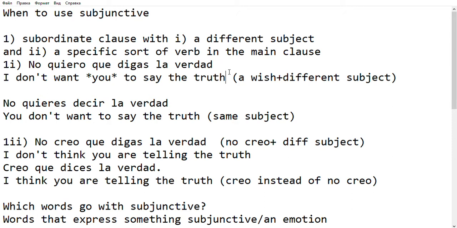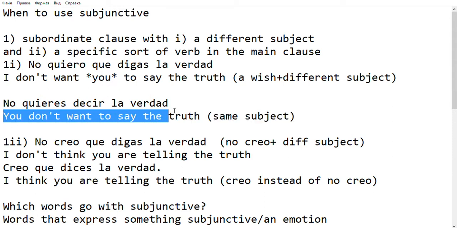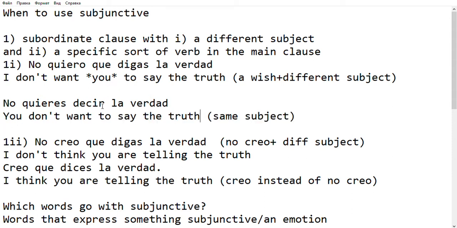So notice here I have two different subjects. What is the subject of want? I. What is the subject of say here? You. You say the truth. Not I, but you. Contrast this with this one here. You don't want to say the truth. Again here, you don't want is my main clause. It's my independent clause, the one that stands alone. To say the truth is the one that needs to be subordinated. It doesn't really stand on its own.